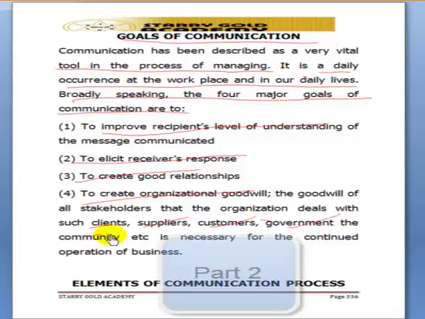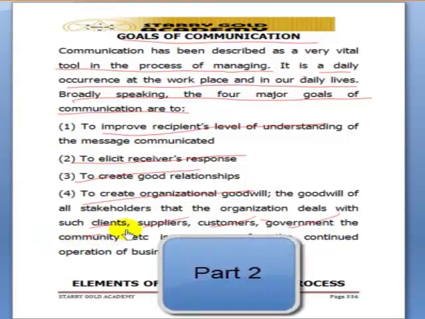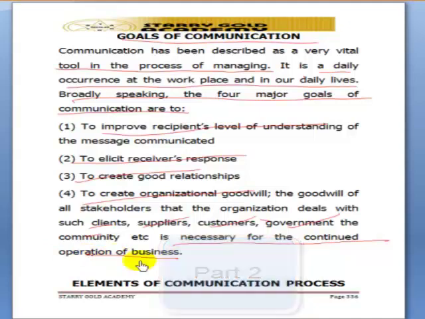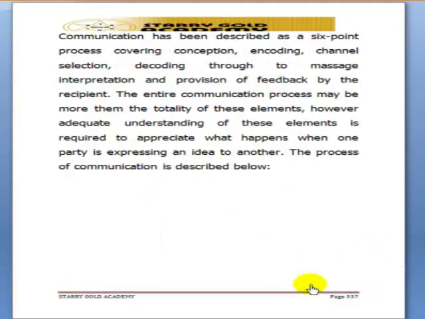Why we communicate, for the continued operation of business. This time around, we are looking at the elements of communication process. We are now looking at the process of communication.